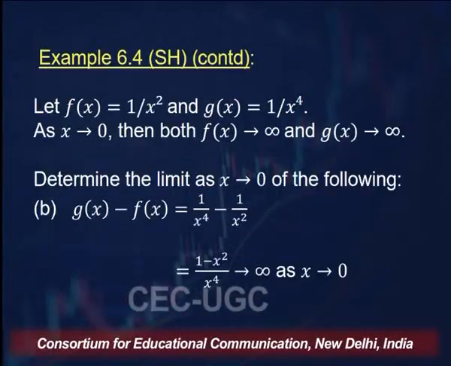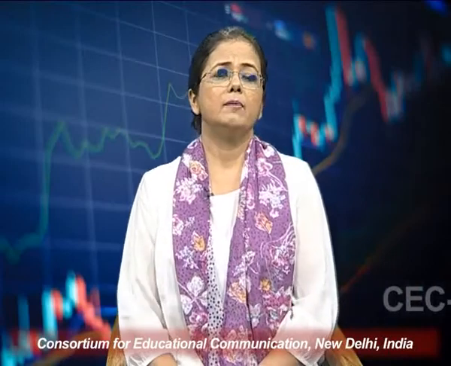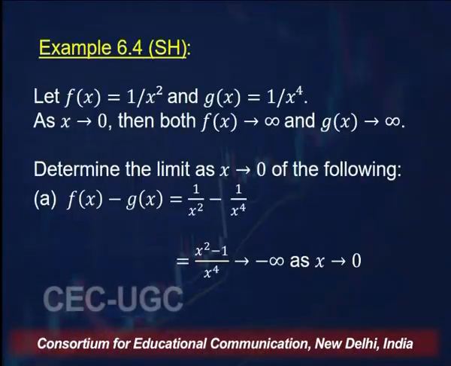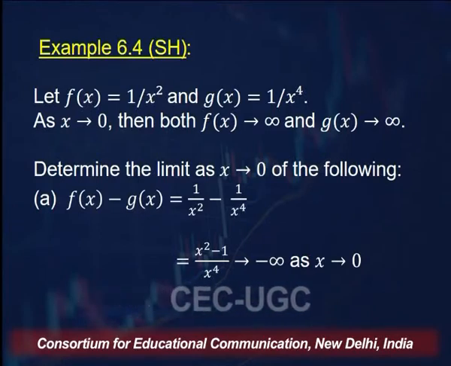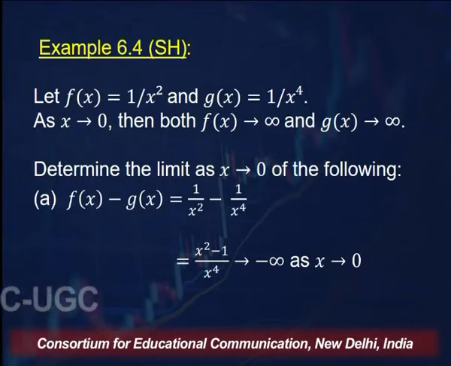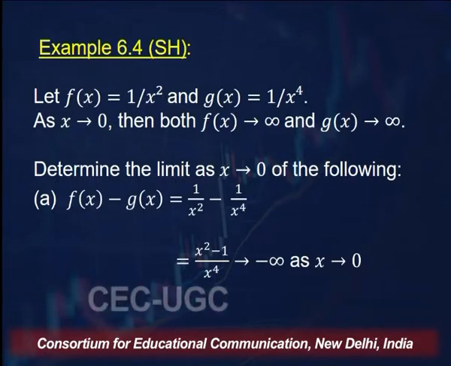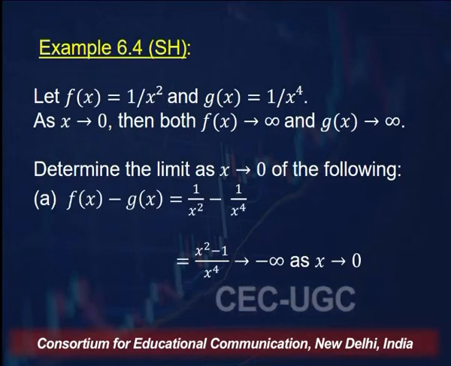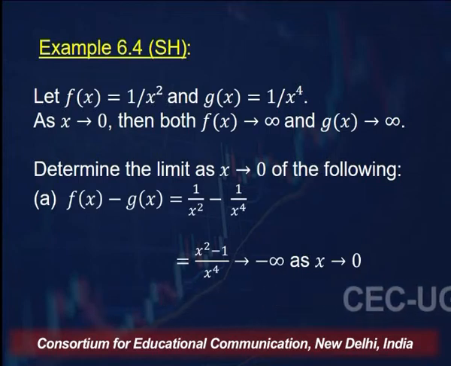For example, let me go back to this particular slide. If I'm looking at f of x minus g of x, and both functions are tending to infinity, is it necessary that the result will be either an infinity or a minus infinity? Think about it. For example, you could think of f of x as the function, let's say, 7 plus 1 by x squared.